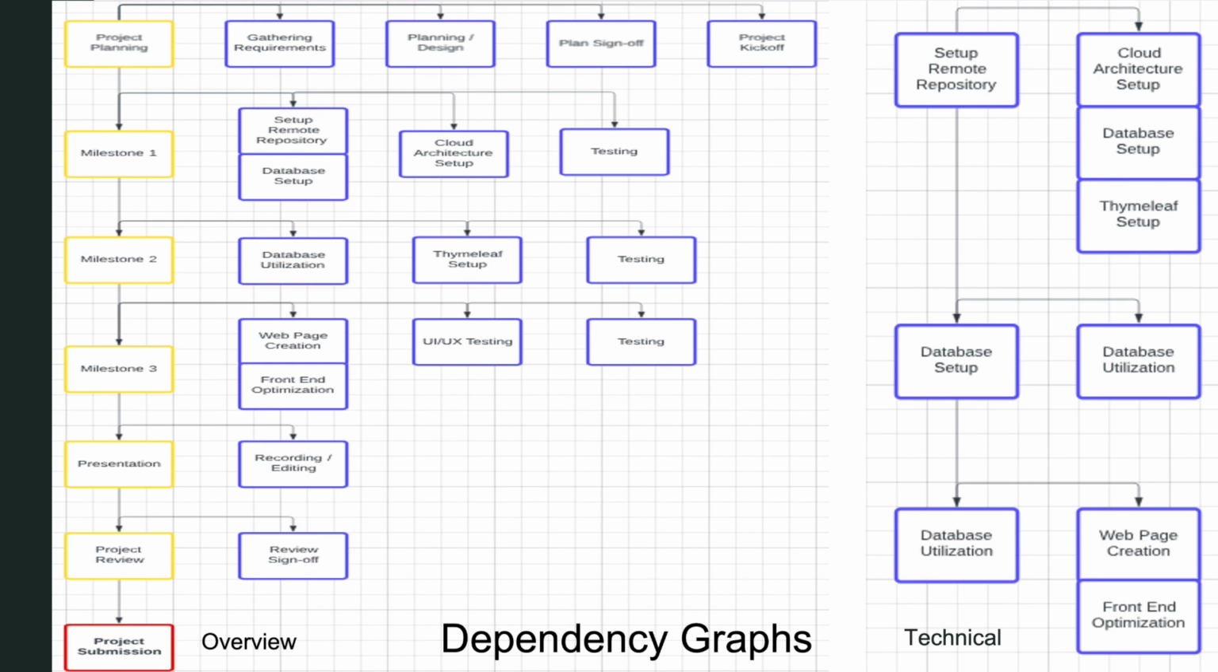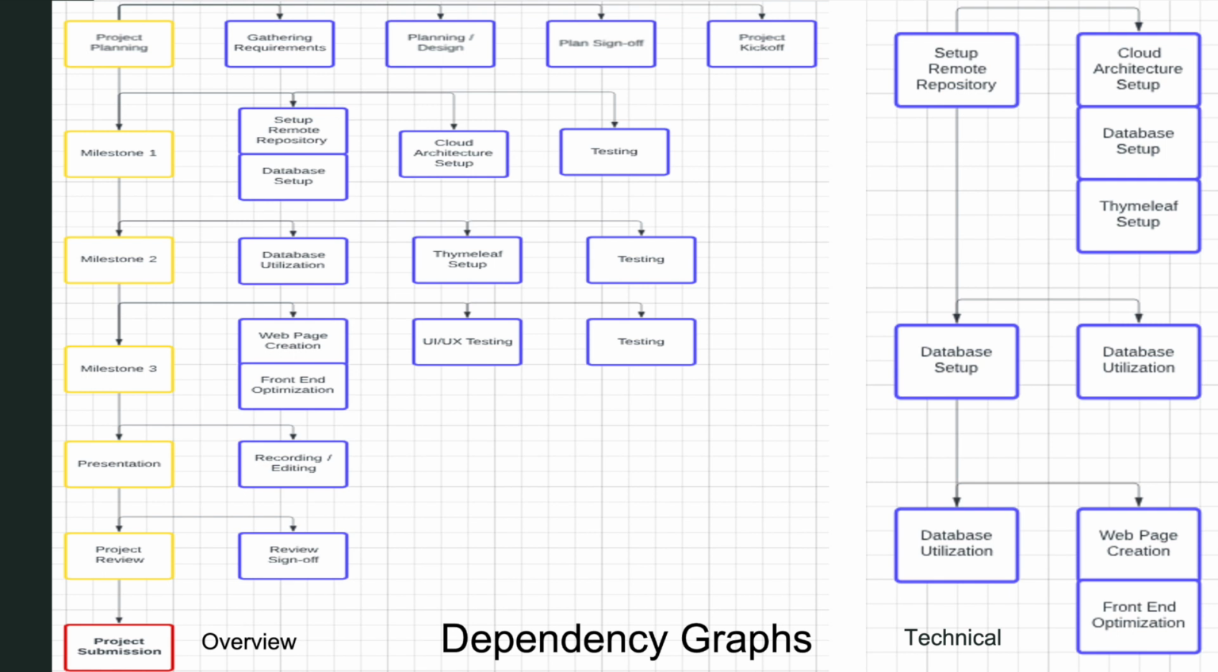Everything to the right of the yellow is what is required in order to fulfill the yellow. So you can see gathering requirements all the way down to project kickoff. Milestone 1, you can see set a remote repository, cloud architecture setup, testing. Same with milestone 2 and 3. You'll notice milestone 1 and 2, there are epics stacked on top of each other, meaning they could be run in parallel and be done at the same time, so we can save time and work more efficiently.